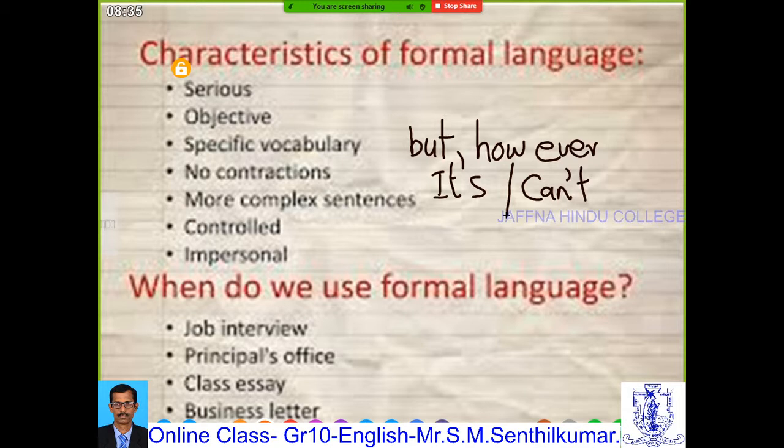Is it okay? Right? Then controlled and impersonal. It means the idea should be very short and brief. The idea should be stated clearly. That comes under that. Right?